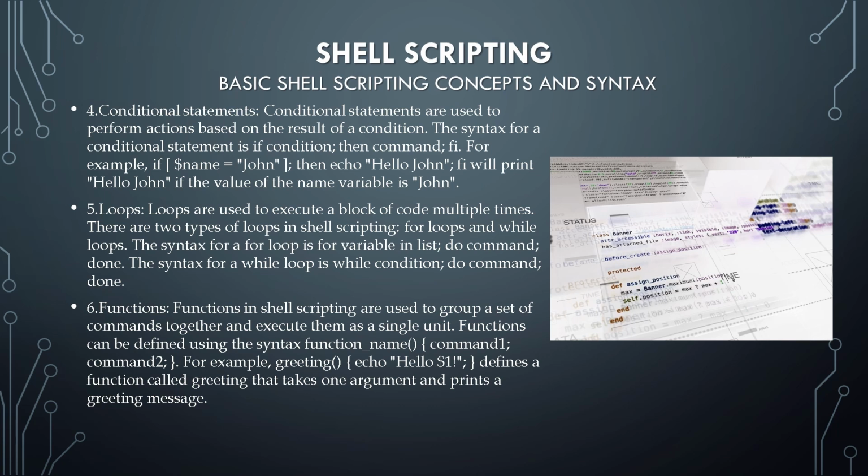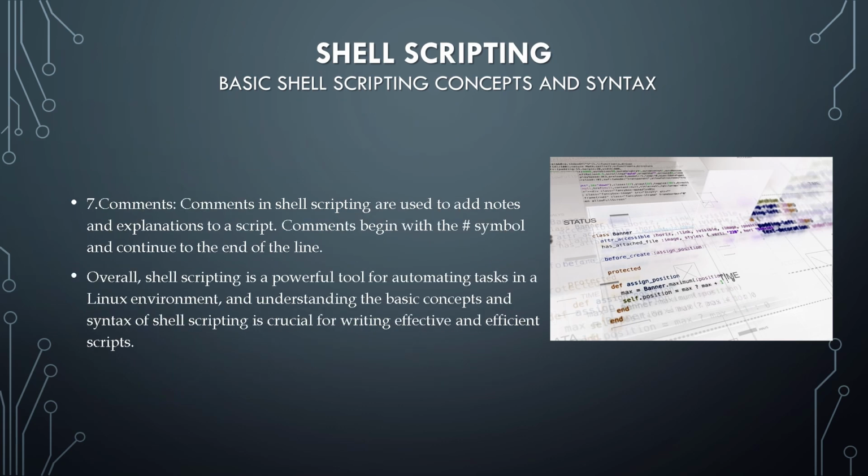6. Functions. Functions in shell scripting are used to group a set of commands together and execute them as a single unit. Functions can be defined using the syntax function_name() { command1; command2; }. For example, greeting() { echo hello $1; } defines a function called greeting that takes one argument and prints a greeting message. 7. Comments. Comments in shell scripting are used to add notes and explanations to a script. Comments begin with the # symbol and continue to the end of the line.